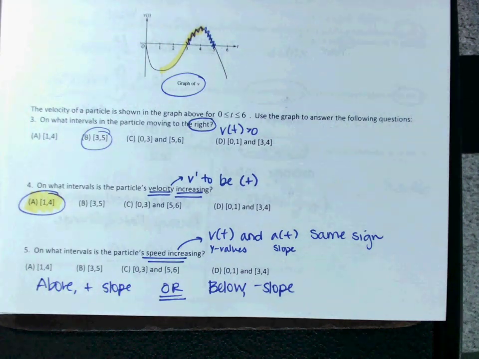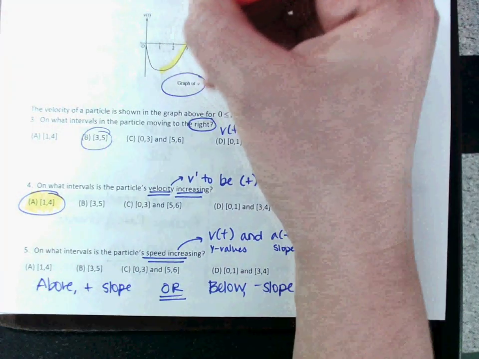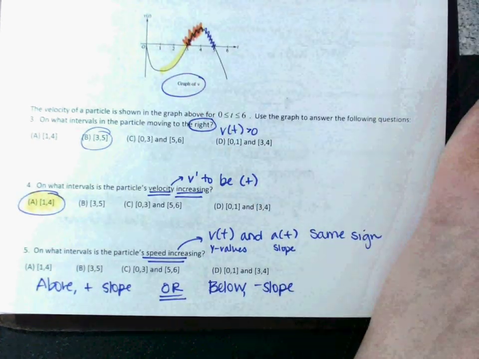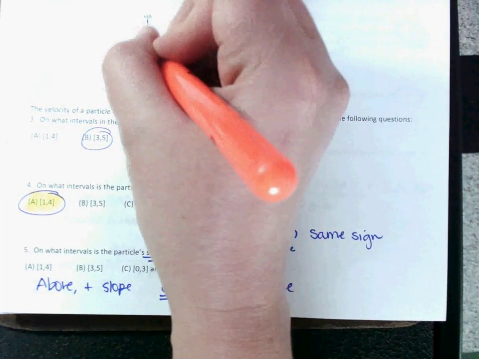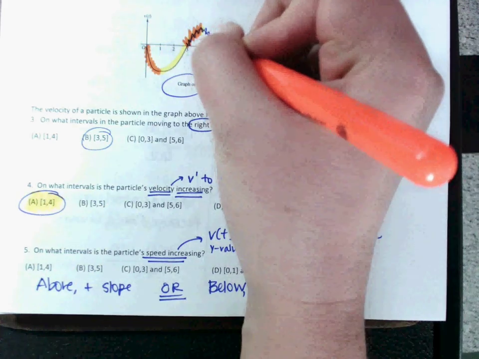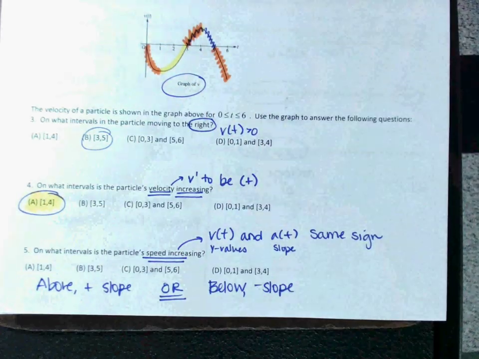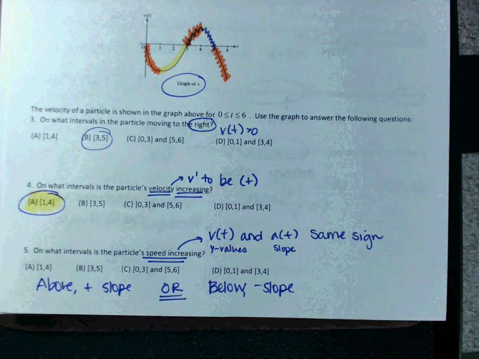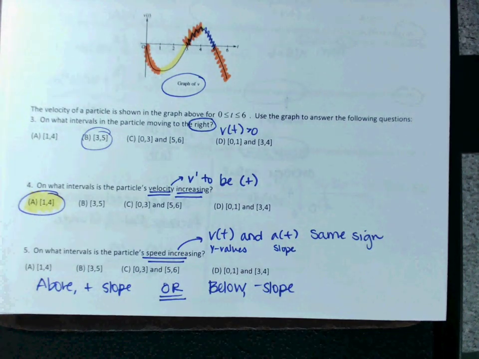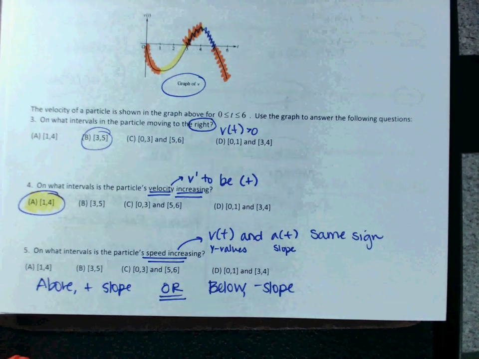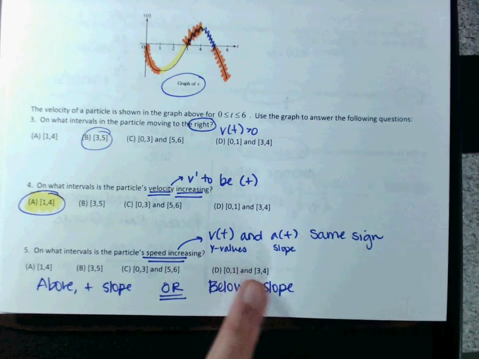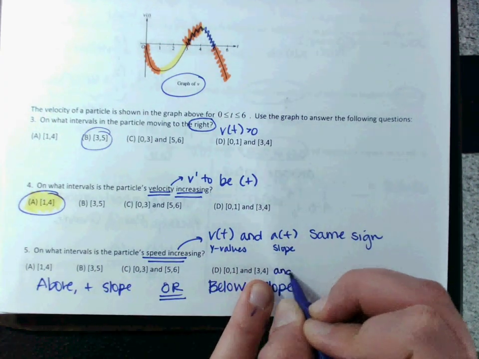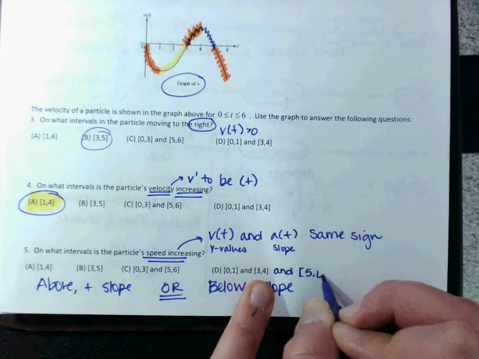So, above with a positive slope would be from 3 to 4 only, and then below with a negative slope actually happens twice. It'd be here and then also here. So I have 3 sections where that happens. And it looks like that answer's not here. So we'll add in an extra little section on part D. It should be 0 to 1, 3 to 4, and 5 to 6.